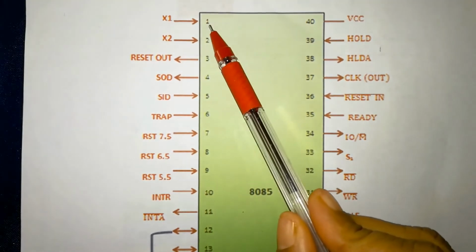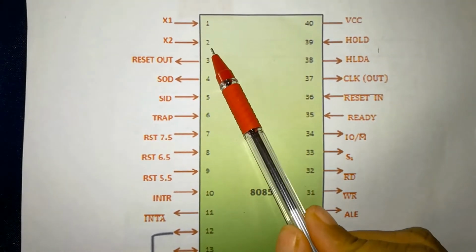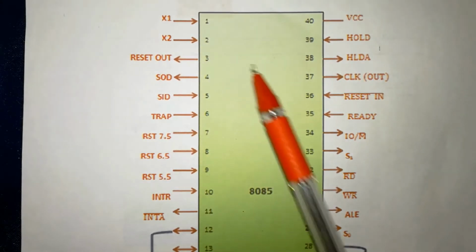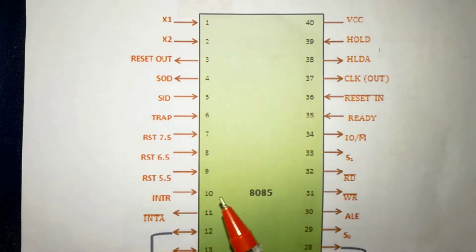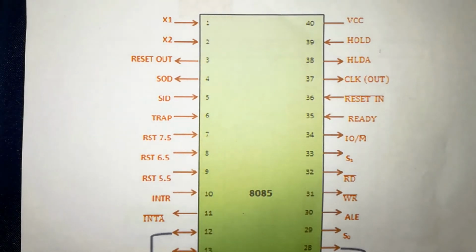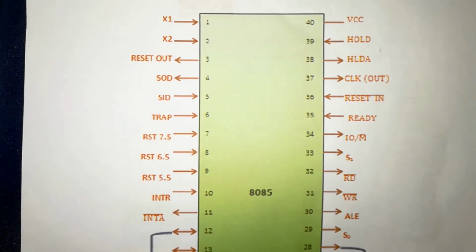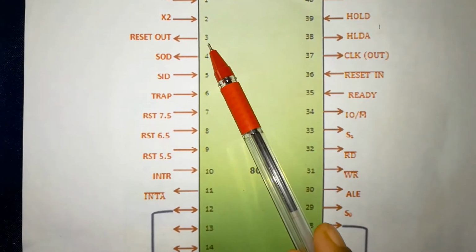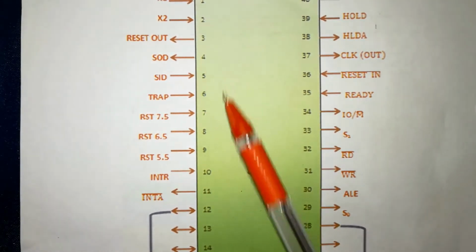Here pin number 1 and pin number 2, X1 and X2. These are input crystal connections. Crystal is connected externally across the pins X1 and X2. Pin number 3 is reset out.